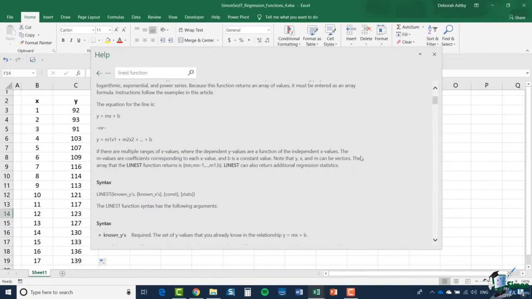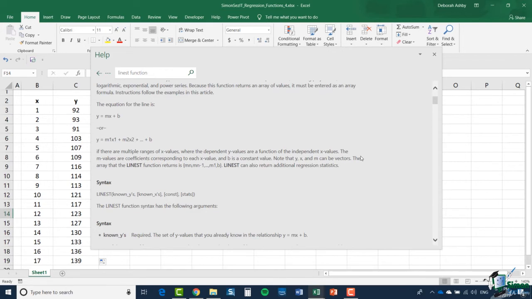Now, in the preceding section, we looked at the straightforward y equals mx plus c. It's normally denoted, although in the help here, it's y equals mx plus b, but b is the intercept. Well, the situation with Linest is that you can make y dependent on many x's, and if you do make it dependent on many x's, then for each x, there will be a slope.